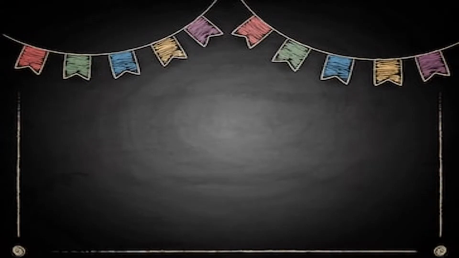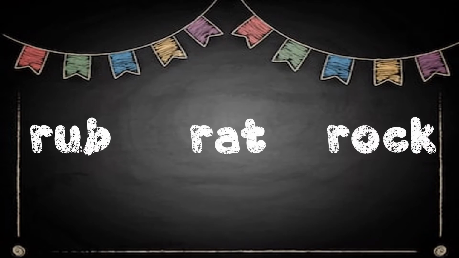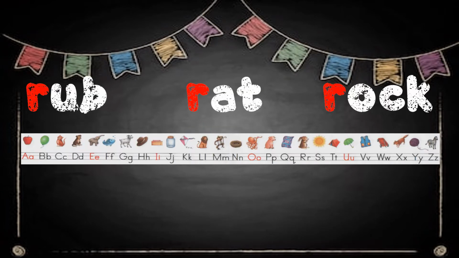Let's look at these words. Rub, rat, rock. What letter do you see that could be making the sound? We see the letter R at the beginning of each of these words. Is the letter R a vowel or a consonant? The letter R is a consonant.